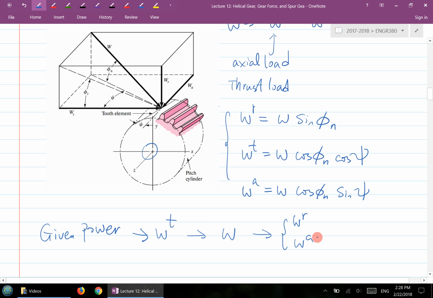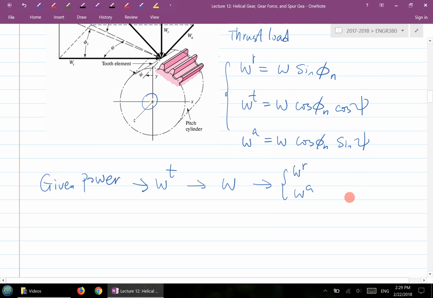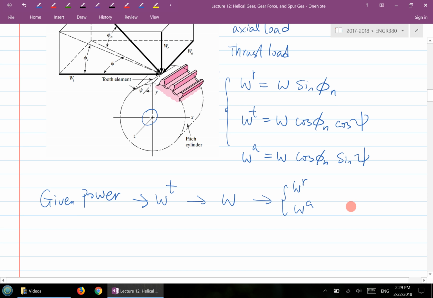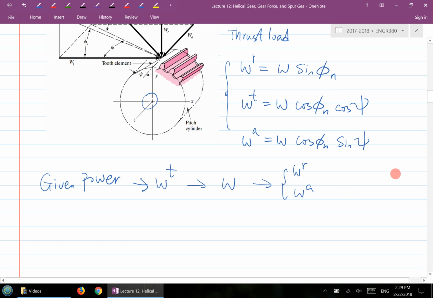Okay. So that's all about the force analysis for either the spur gear or the helical gear. Any questions? Good. Okay. Now we're moving on to the new topic.